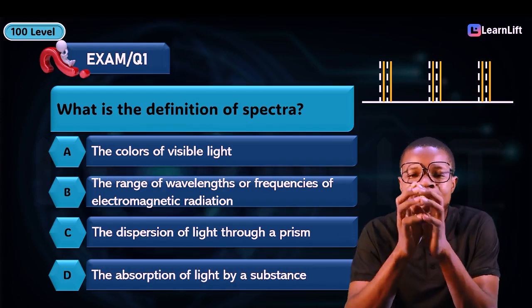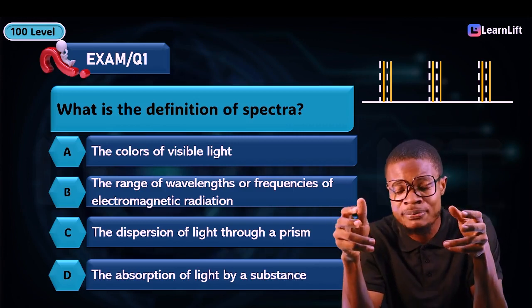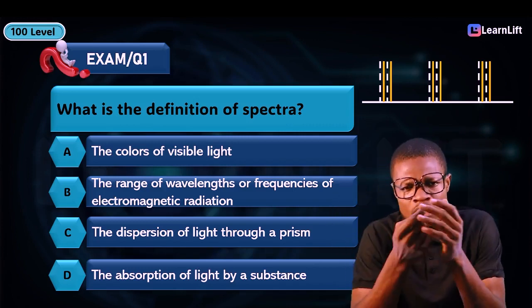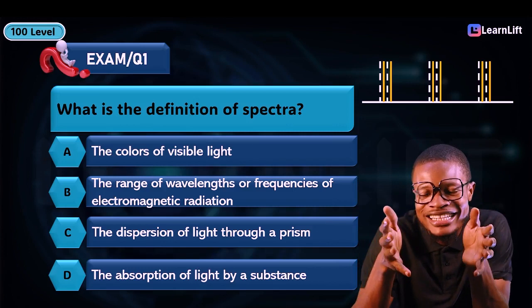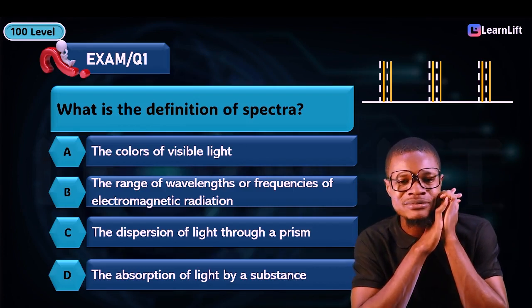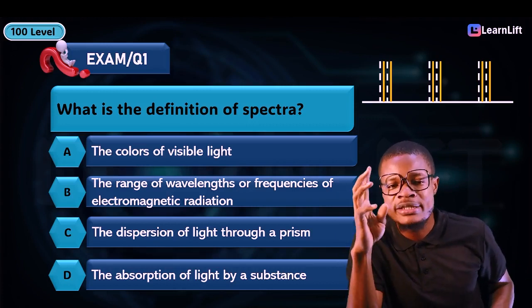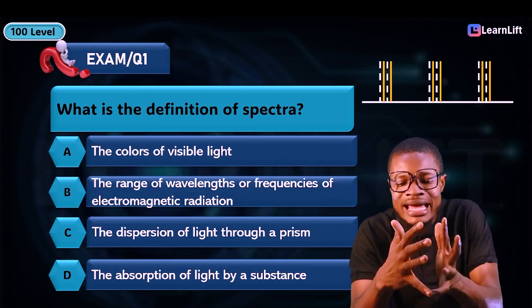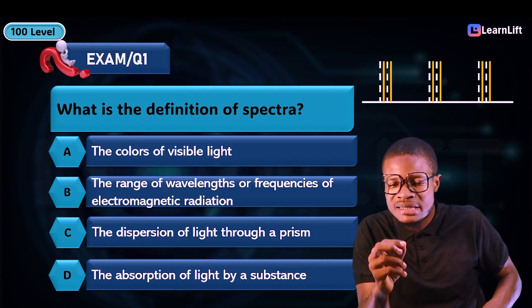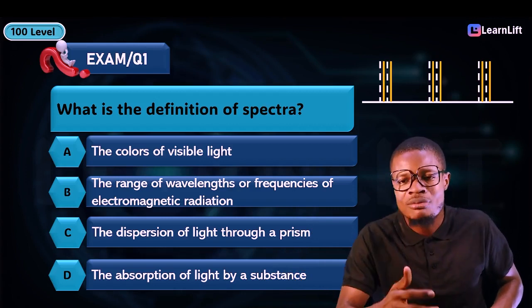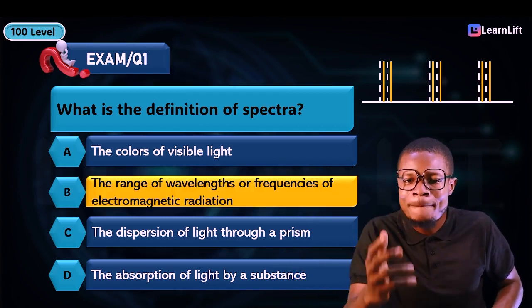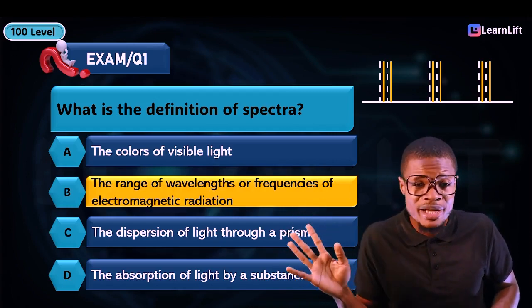Now, we have established that spectra is plural. The singular form is spectrum, right? And have you gotten the answer? First is for you to get the answer. Pause, get the answer first. Okay, let's see whether you are correct. The definition of spectra is simple. Spectra is the range of wavelengths or frequencies of electromagnetic radiation. And that makes option B the correct answer. That's very simple and direct to the point.